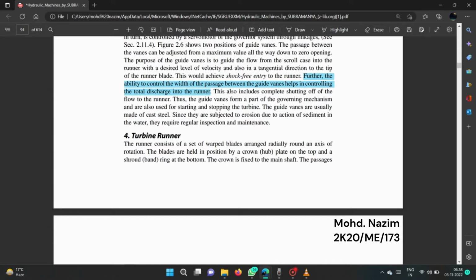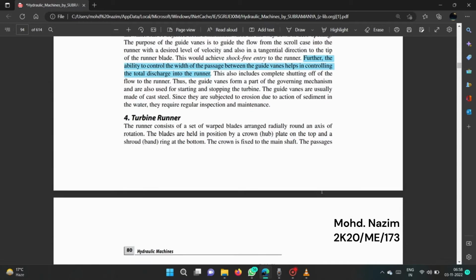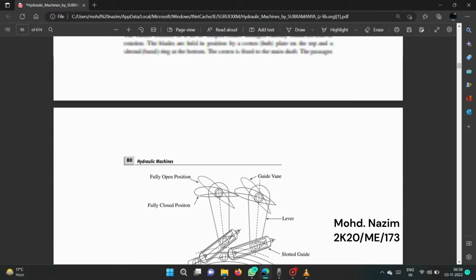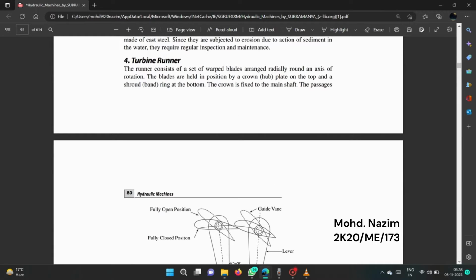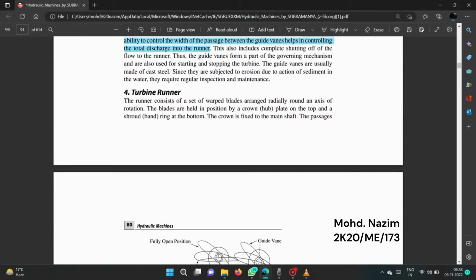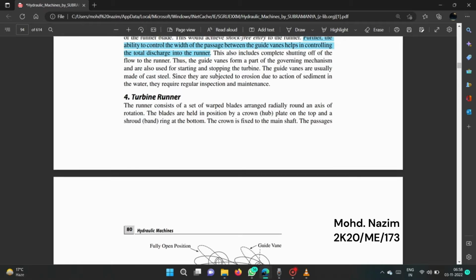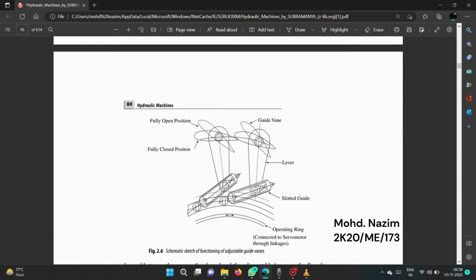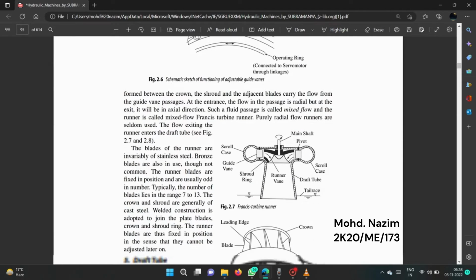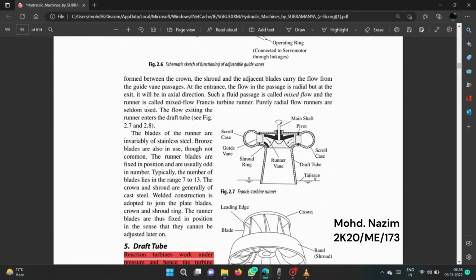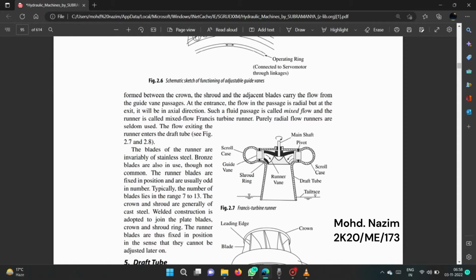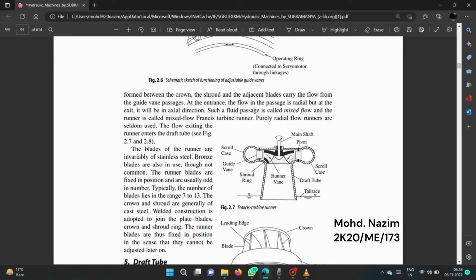The next component is the runner blade. The runner blade design determines how well the efficiency of a turbine performs. The runner blade is divided into two parts. The first one, the lower half, is made in the shape of a small bucket, so it uses the impulse action of the water to rotate the turbine.